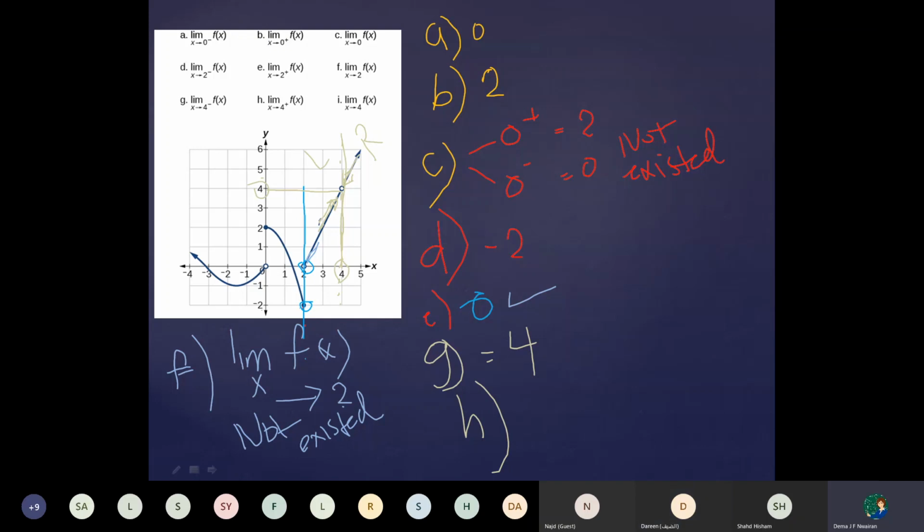Now, yes, Mariam. Now I want you to tell me 4 from the right. From here, from the right. It equals 4 also. Yes. Thank you. 4.